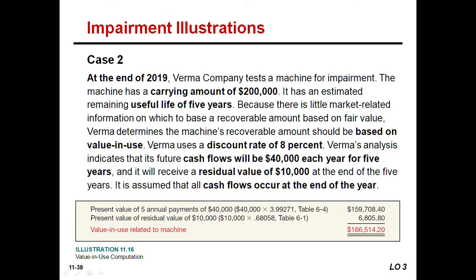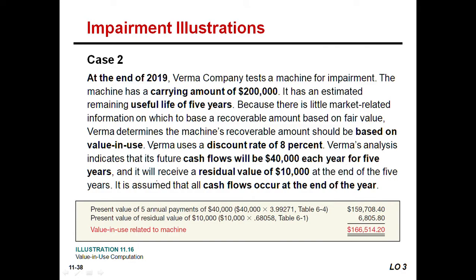Verma uses a discount rate of 8%, and Verma's analysis indicates that they will have a future cash flow of $40,000 each year for the next 5 years. Now I want you to understand this idea. 40,000 each year for the next 5 years is actually a fixed amount of money for the next 5 years. We call this an annuity. So we have to use the annuity table to find the present value.